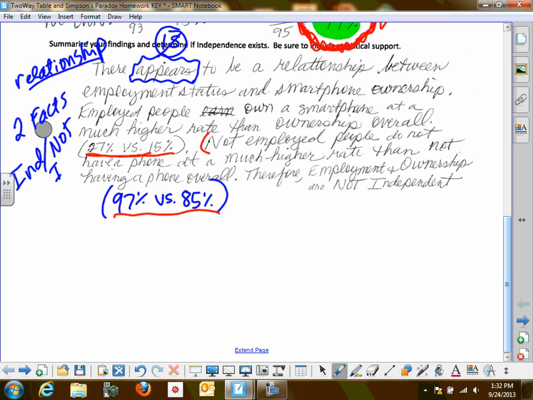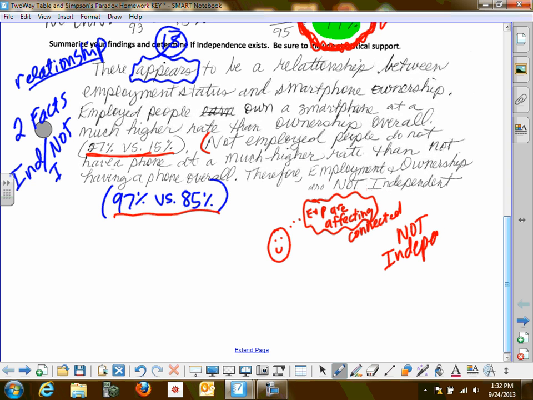Okay, remember, here's what your brain is thinking. Here's you in stats, and here's what you're thinking. Okay? You're going like this. Employment and phone are affecting each other. Since you think that they are affecting each other, then they are connected. If they are connected, then they are not independent of each other. Okay? Because they are connected. They are tugging on each other.